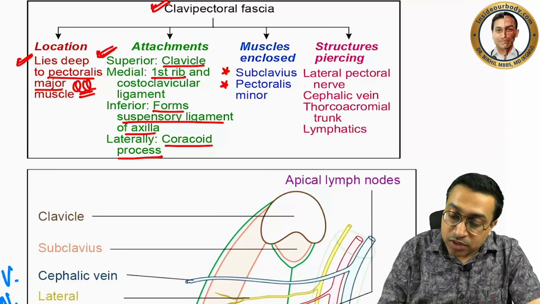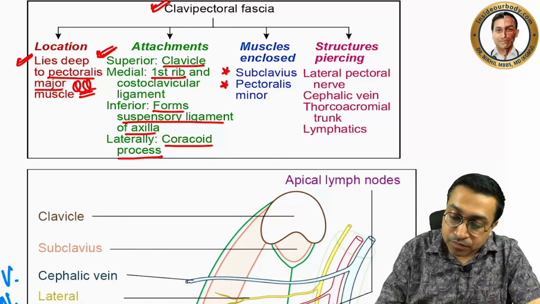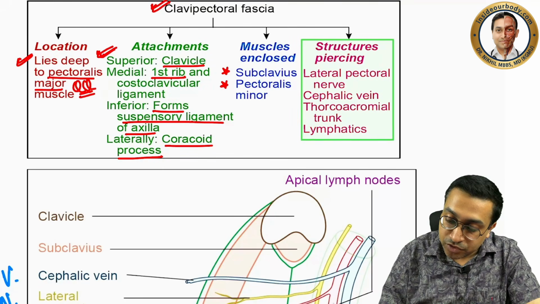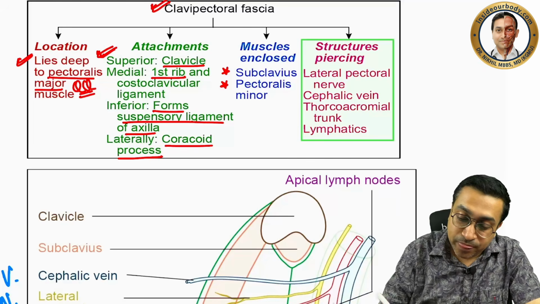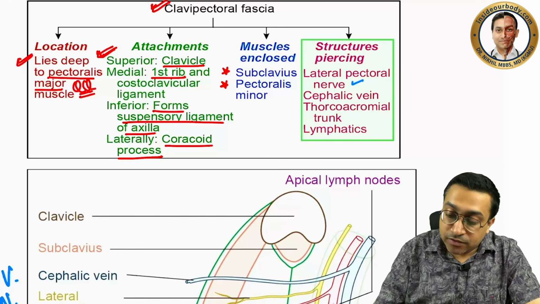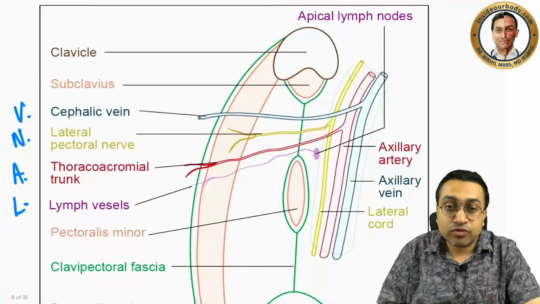Okay, so now the key important area which you have to remember. Let me highlight this. This is the most important area to remember, the structures piercing the clavipectoral fascia. Okay, so what are these? Number one, that is the lateral pectoral nerve, cephalic vein, thoracoacromial trunk, that is the artery, and lymphatic. I will show you in 3D, don't worry. First see an image also for a better understanding.